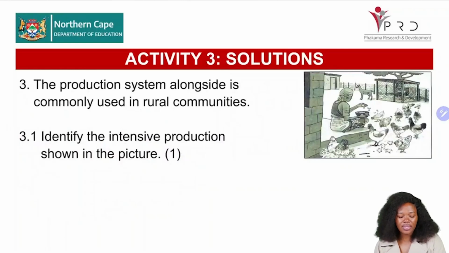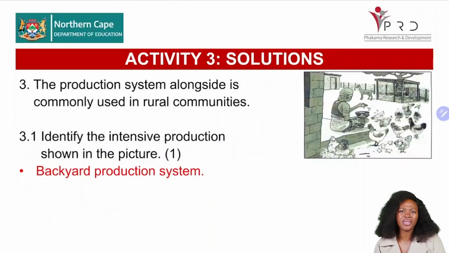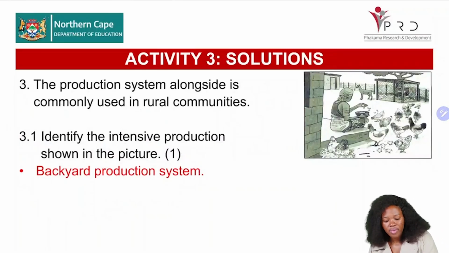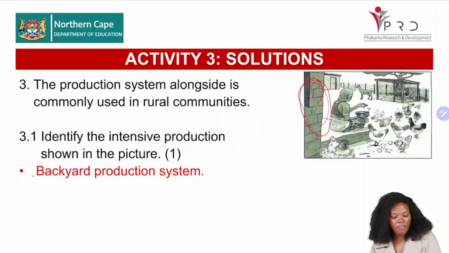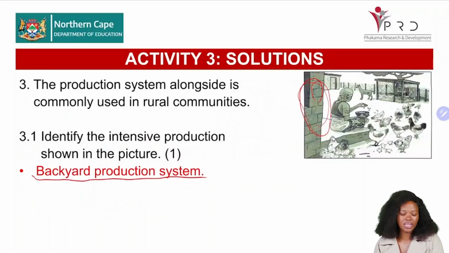Identify the intensive production system shown in the picture. This will be the backyard. Now, how do we know it is a backyard and not a free range? Right here, there is a house. This house symbolizes that it is a house for humans or for farmers. So it cannot be the free range. So rather, a backyard production system.